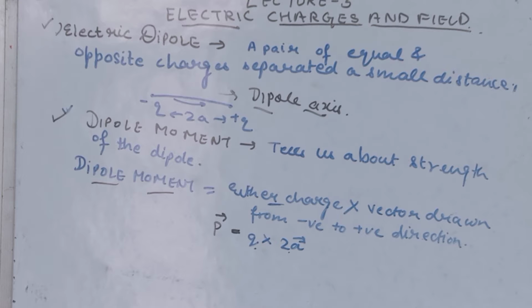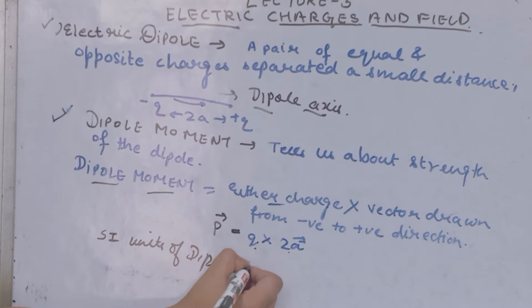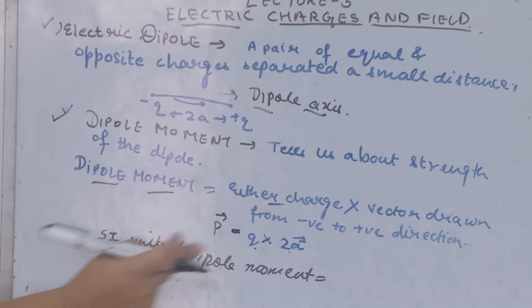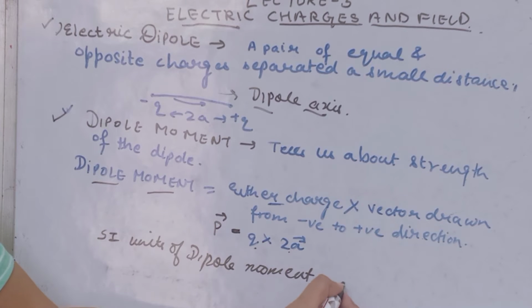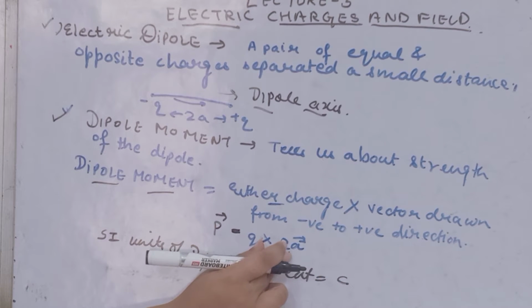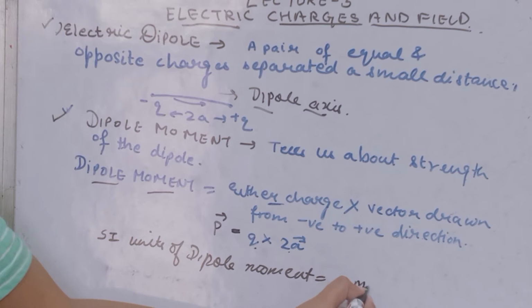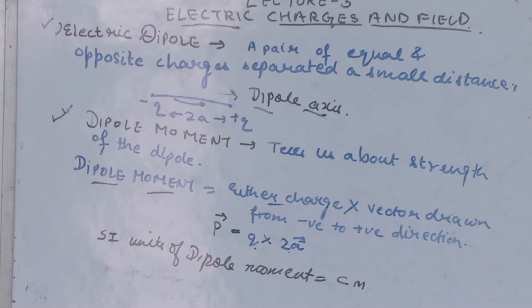Now, what are the SI units of dipole moment? From this formula, we can very easily find that the SI unit of charge is coulomb, and since 2a is a distance, the SI unit of distance is meter, hence the SI unit of dipole moment is coulomb meter.